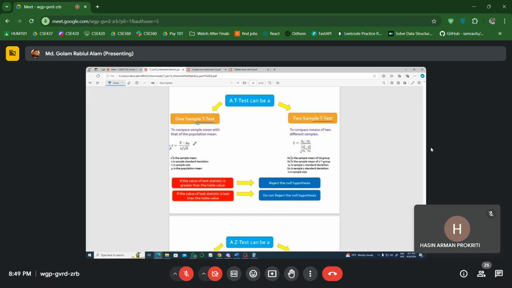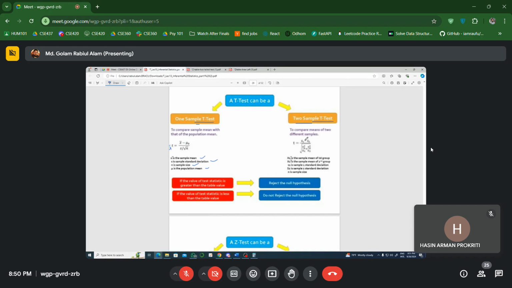X bar minus mu 0 divided by S divided by the square root of n, where x bar is the sample mean, S is the sample standard deviation, n is the sample size, and mu is the population mean. For two sample tests, that means we have to take the samples two times. That is called the two sample t-test. So in that case, there is the first sample and then the second sample.